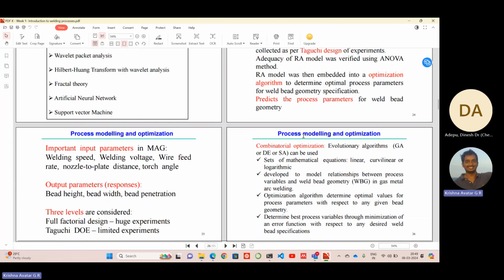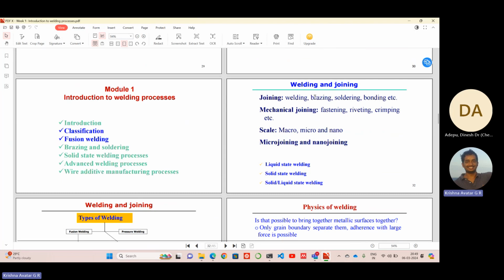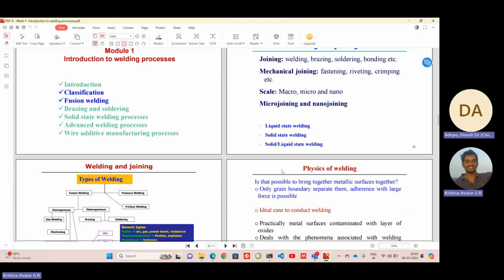Now let's directly go to what is relevant right now, which is the introduction to welding processes. There are different types of welding, say joining: mechanical joining, then the scale at which we join, micro joining, nano joining, and different states, say liquid state welding, solid state welding, and liquid slash solid state welding, in which both exist.